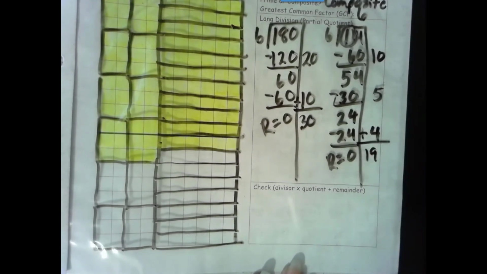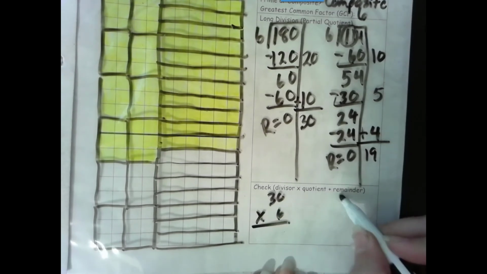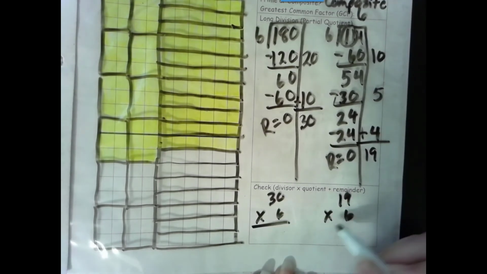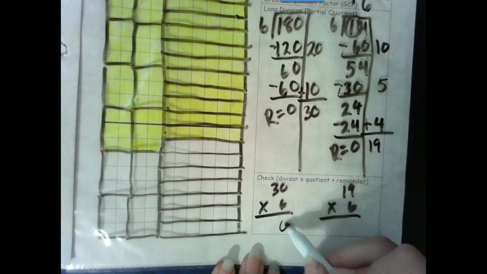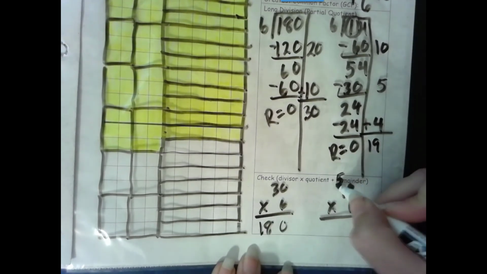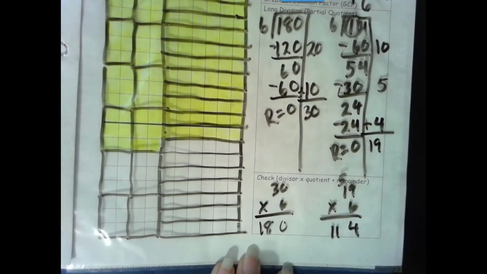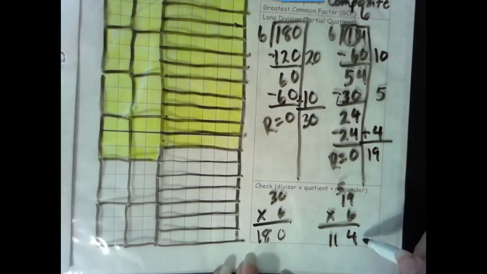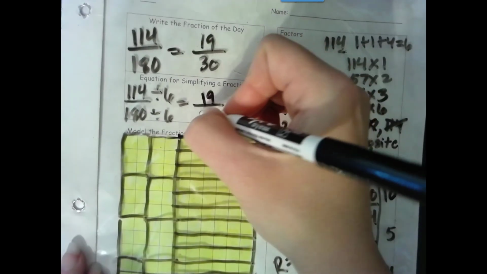Now let's go ahead and check. Divisor times quotient plus remainder. Since our remainder is 0 for both, and our identity property of addition says when you add 0 it stays the same, we don't need to add 0. 6 groups of 0 is 0, 6 groups of 3 tens is 18 tenths. 6 groups of 9 is 54. 6 groups of 10 is 60, plus 5 more is 11 tenths. Okay, 114, that checks up here. 180, we look at our dividend. That matches, so that checks. So that means our numerator is definitely 19, and our denominator is definitely 30.